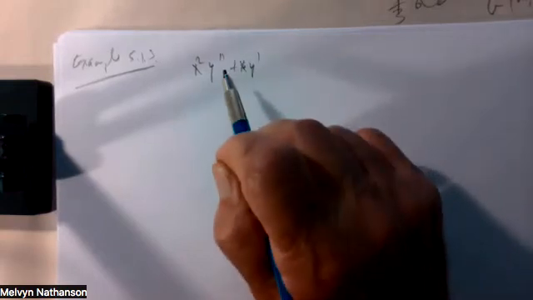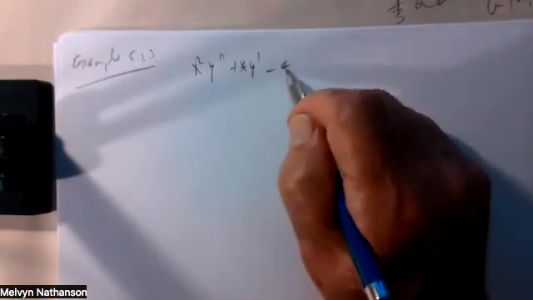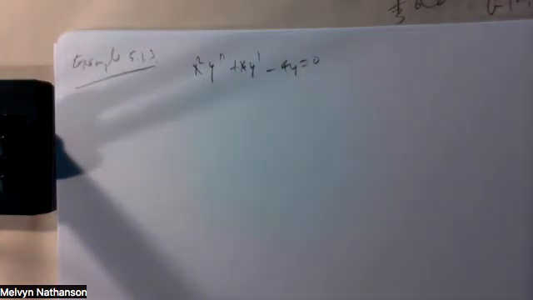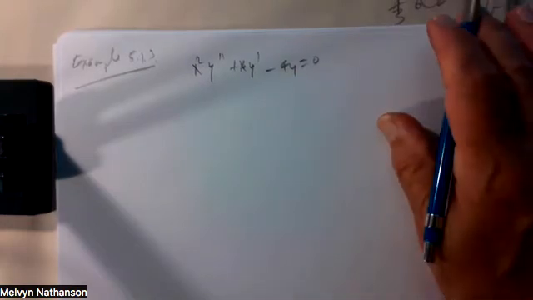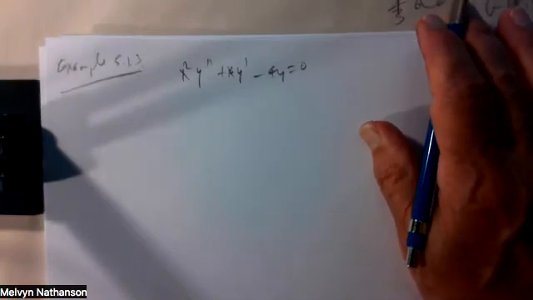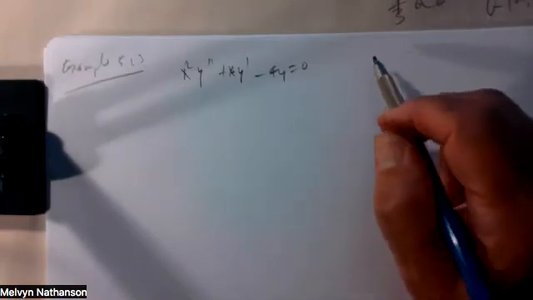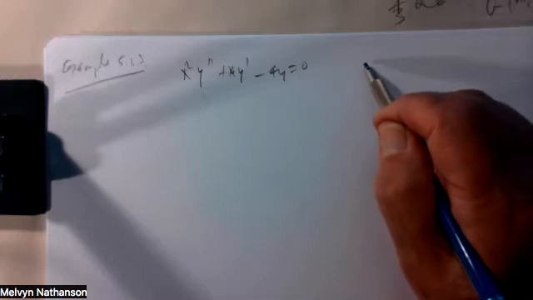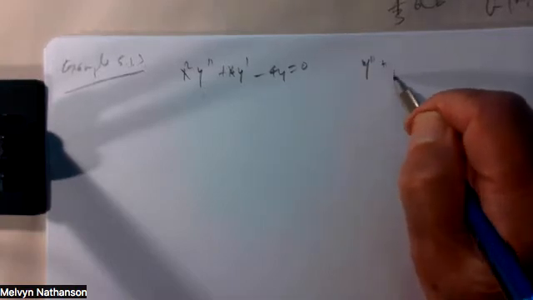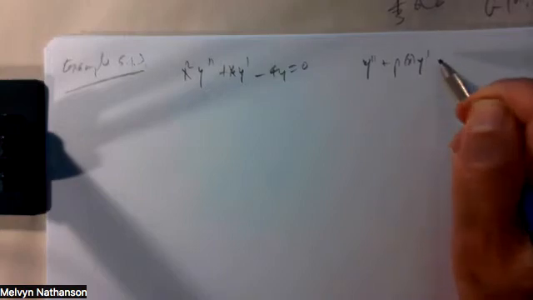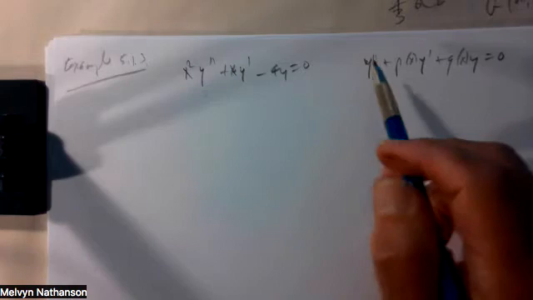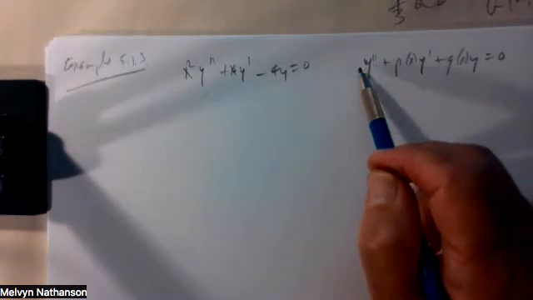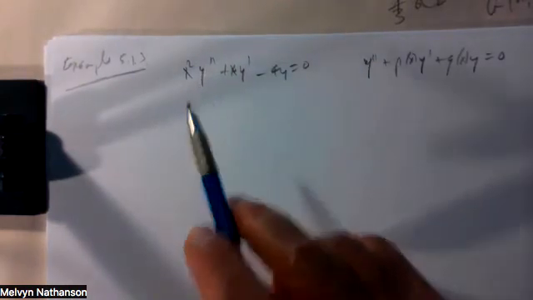plus xy prime minus 4y equals 0. So this is not quite in the form that I described for a linear second order equation. For us, the linear second order equation looks like y double prime plus p of x y prime plus q of x y, if it's homogeneous, equals 0. And the coefficient of y double prime is 1. Here, the coefficient of y double prime is x squared.